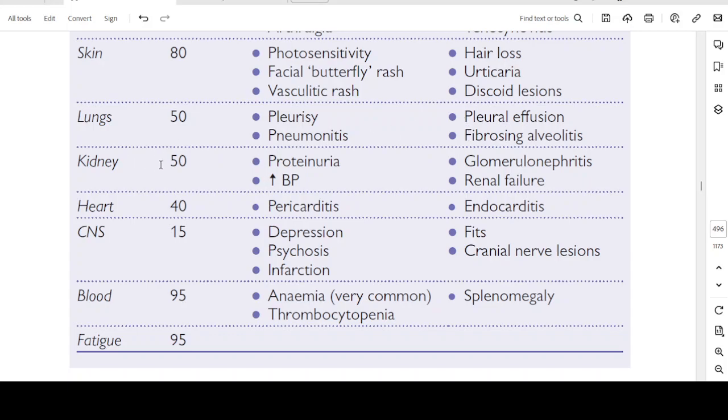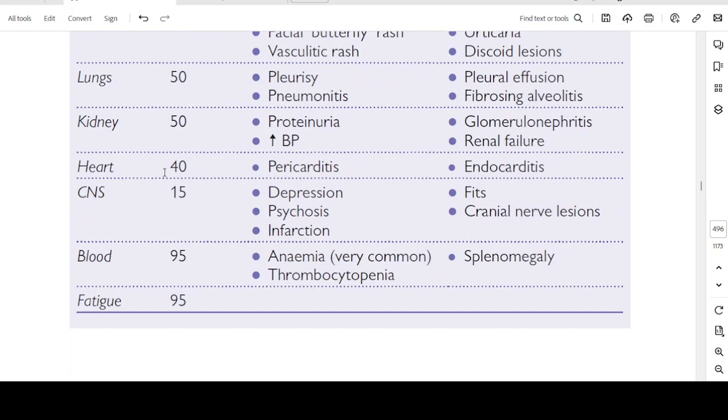Kidney, 50% of the patients: proteinuria, high BP, glomerulonephritis, and renal failure. Heart, in 40% of the cases: pericarditis, endocarditis.